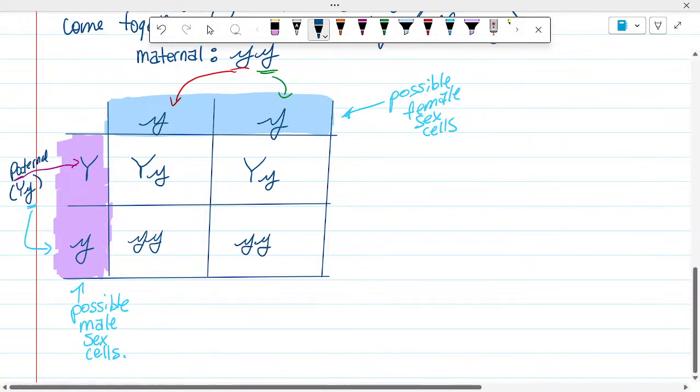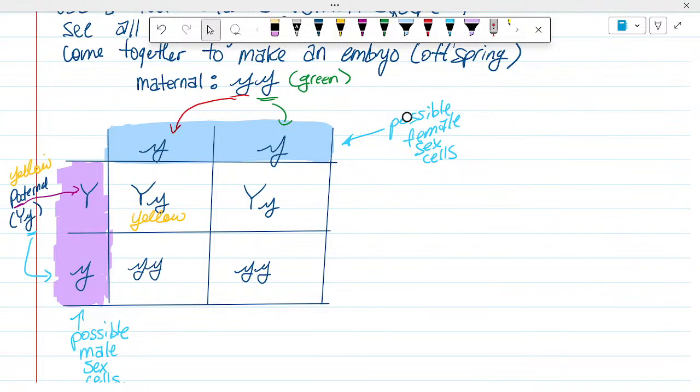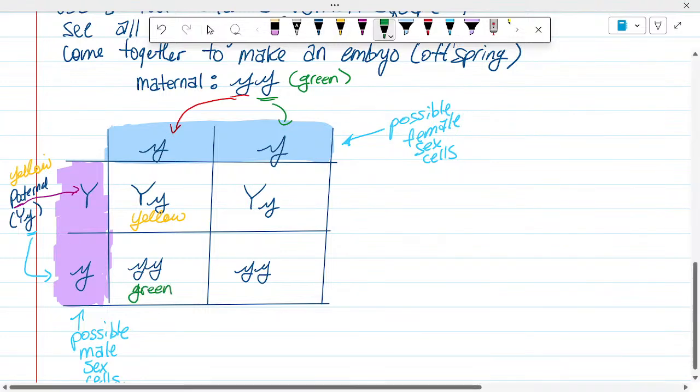Little y, little y. So here we have a combination where, remind me, what color was the mom here? Green. And what color was the father? Yellow, right? What color will this offspring here be? Yellow. What about this one down here? Green, yeah. What about this offspring? Green. And what about this offspring up here? Yellow. Now, does this mean that this plant can only have 4 offspring?